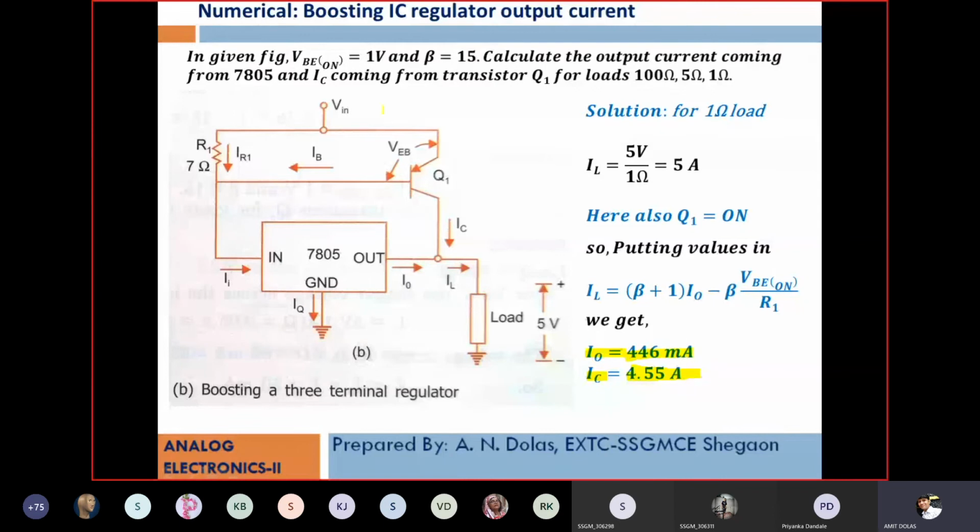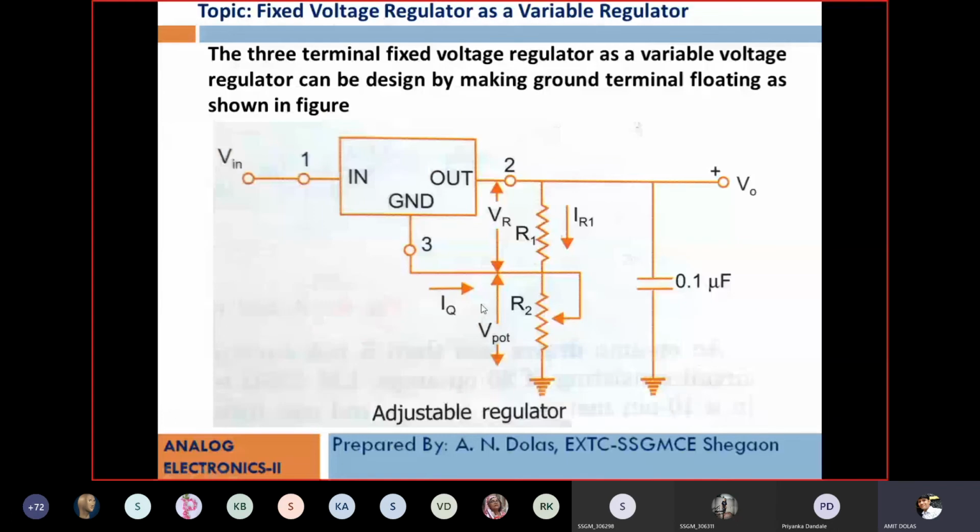I'll show it here, this one, and remaining only 446 milliampere, around 0.5 ampere approximately, is passing through an IC, and total current, load current, is supplied to the load. So this is the current boosting circuit.